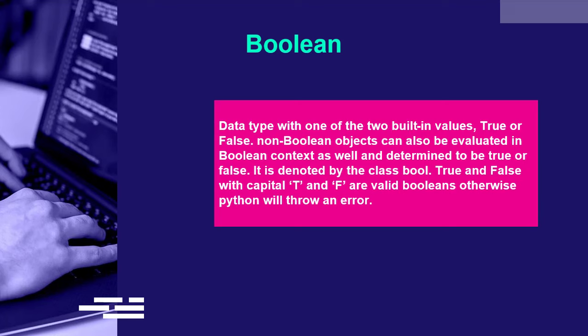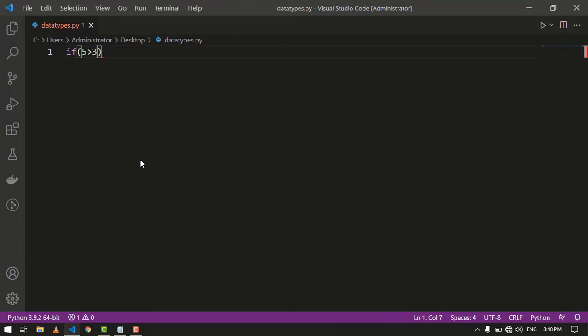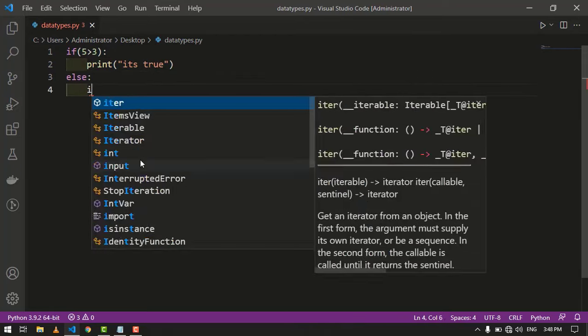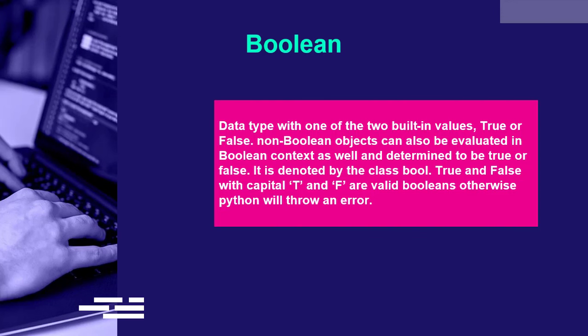The other data type in Python is Boolean. Data type with one of the two built-in values, true or false. Boolean objects that are equal to true, or truthy, mean true, and those equal to false, or falsy, mean false. But non-Boolean objects can also be evaluated in Boolean context as well, and determined to be true or false. It is denoted by the class bool, and True and False with the capital T and F are valid Booleans. Otherwise, Python will throw an error.